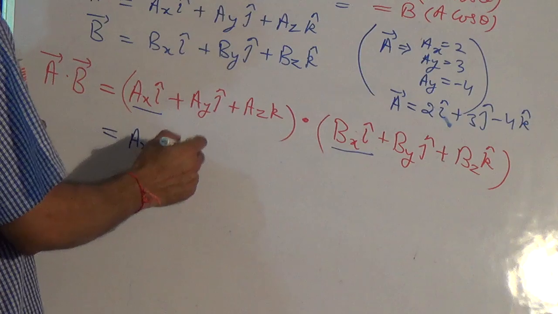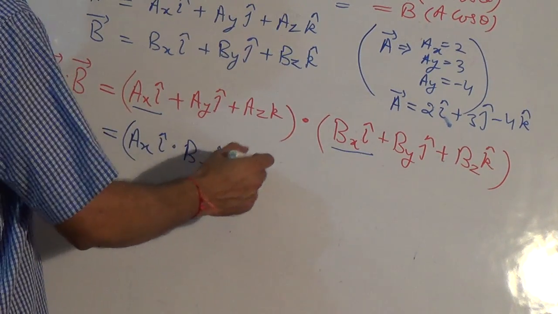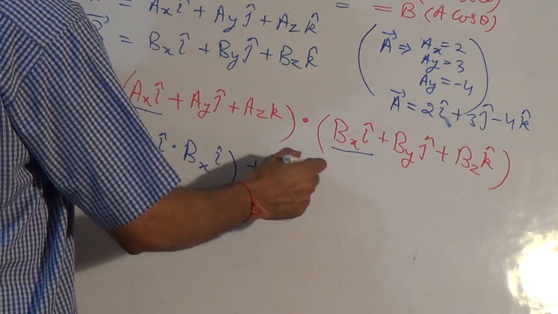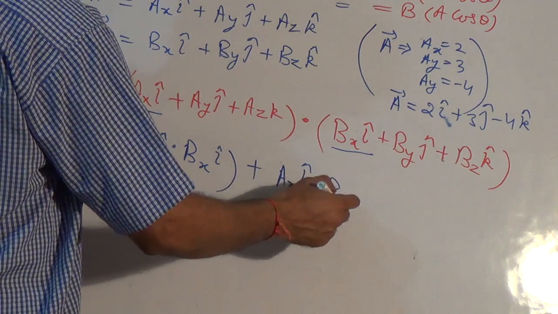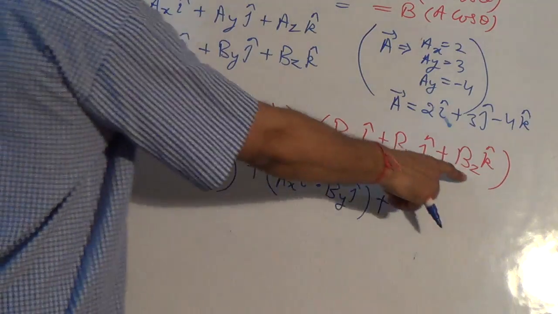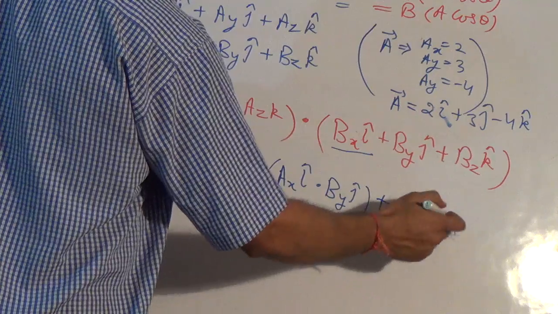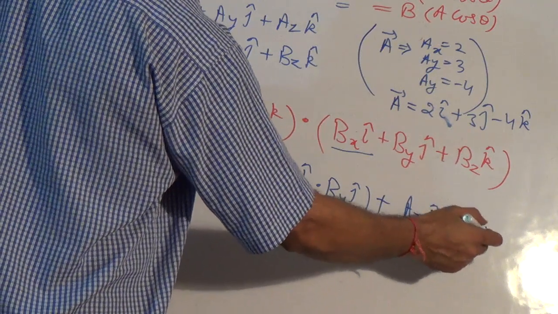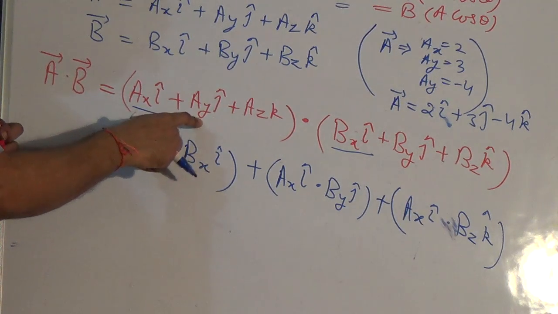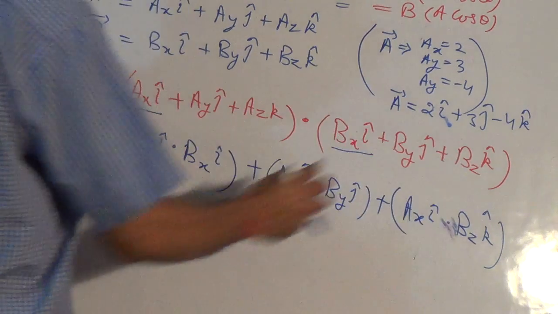So our scalar product between these two vectors is axi dot bxi, plus axi dot byj, plus axi dot bzk, and similarly the scalar product with ayj: bxi, byj and bzk.